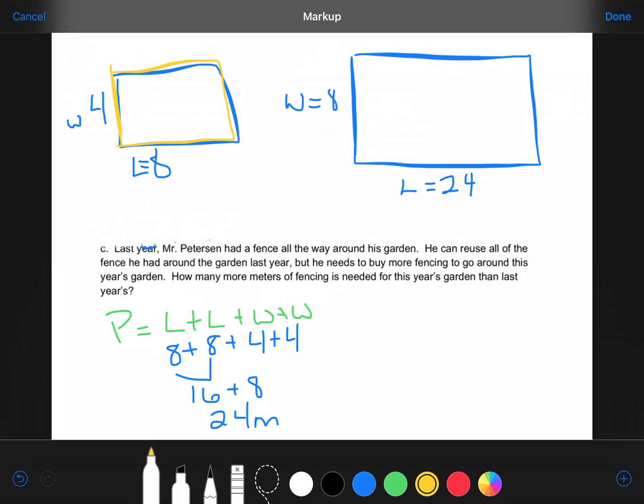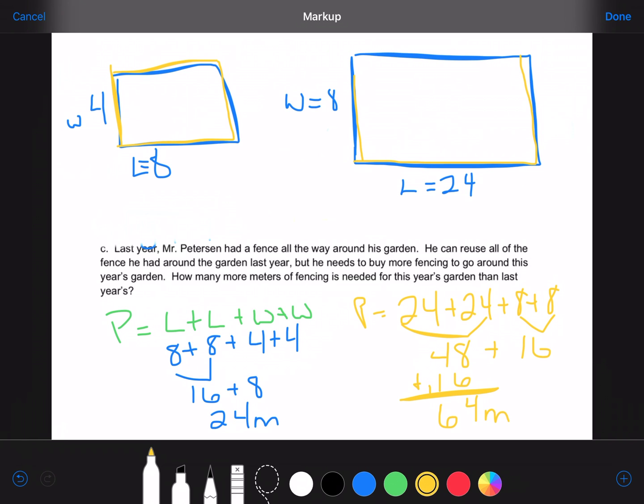But then I need to know how many meters I need for all of this year's fencing, right? So on his new one, the perimeter is going to equal 24 plus 24 plus 8 plus 8, right? And so that gives me 48 plus 16. And that one I actually like to add up and down. So I get 8 plus 6 is 14. The 1 gets bundled into the tens column. 4 plus 2 is 6, so 64. So if he were going to go out and buy brand new fencing for his new garden, he would need 64 meters. But he already has 24.